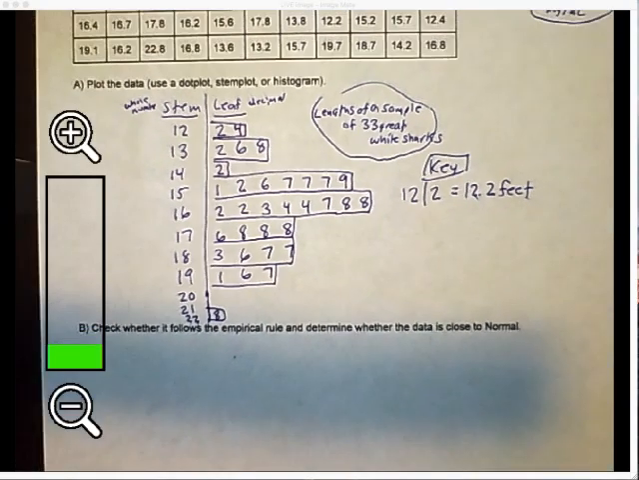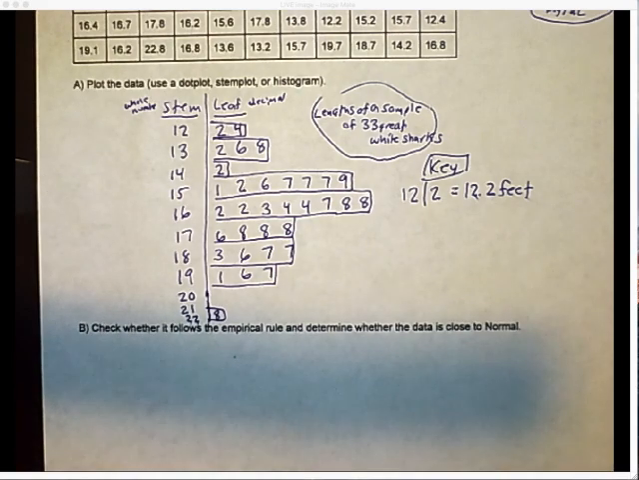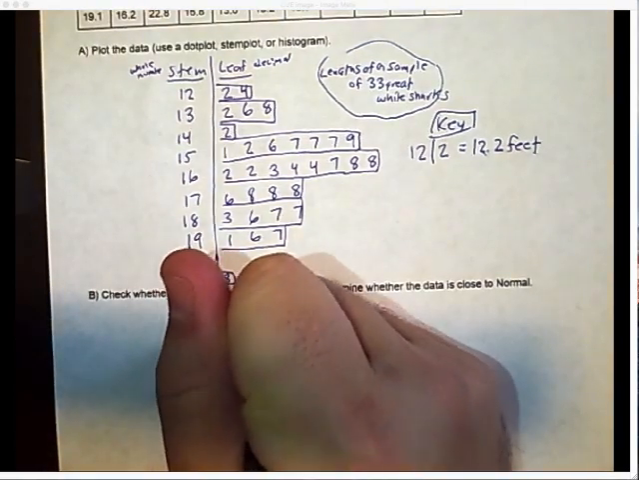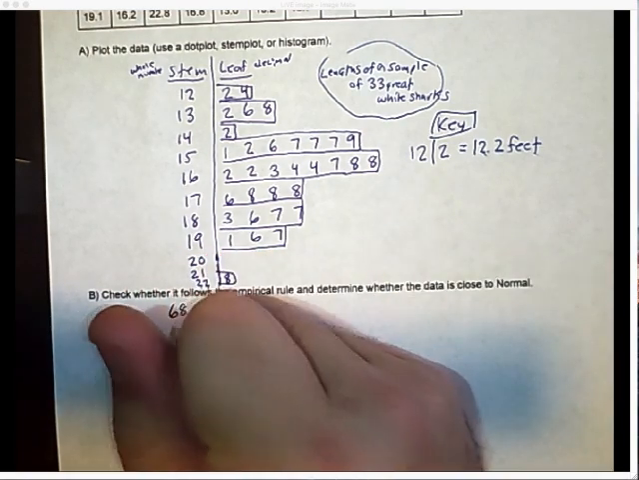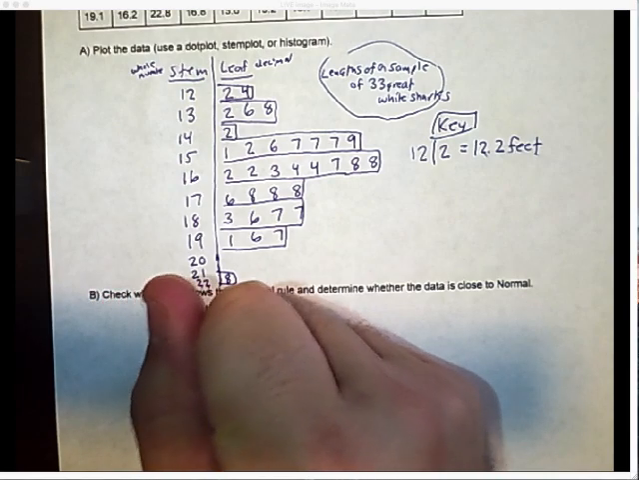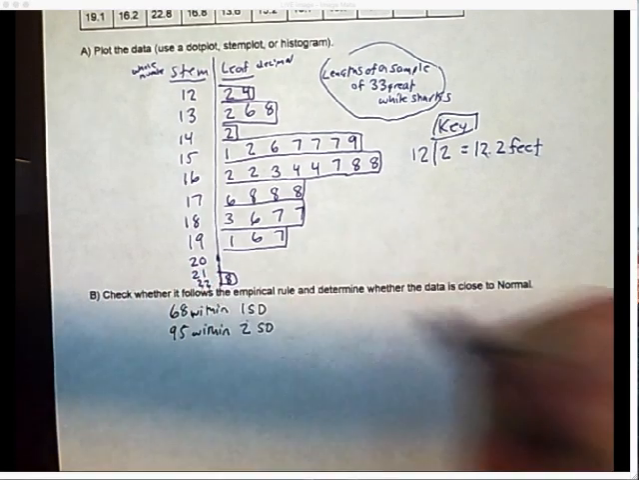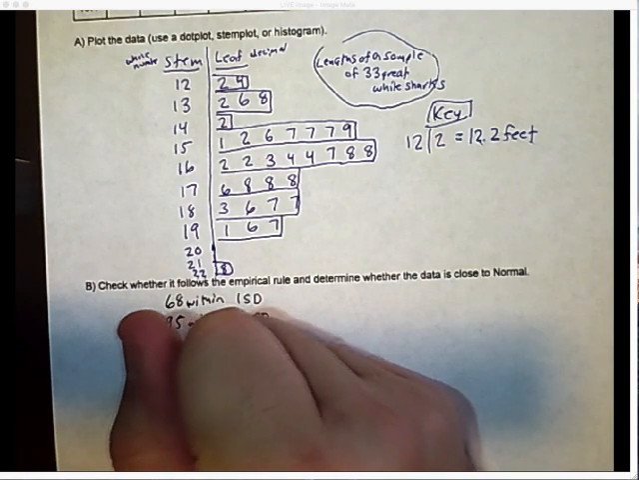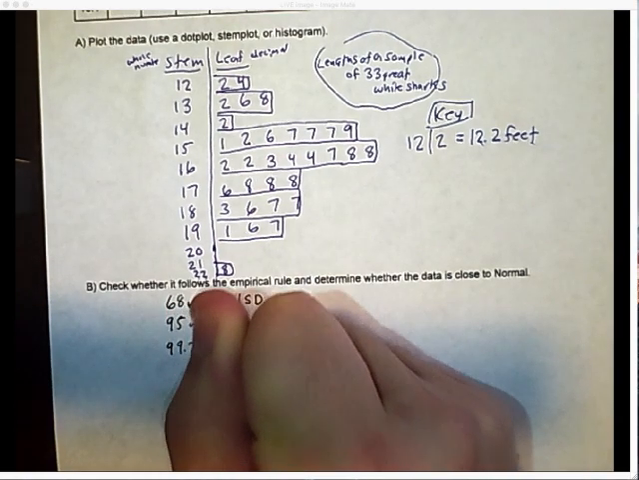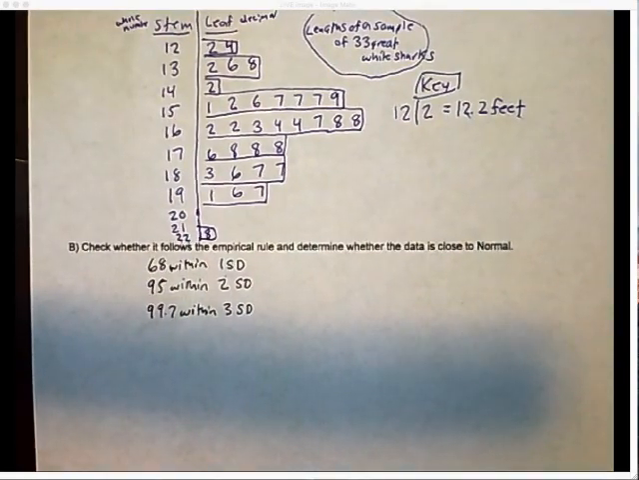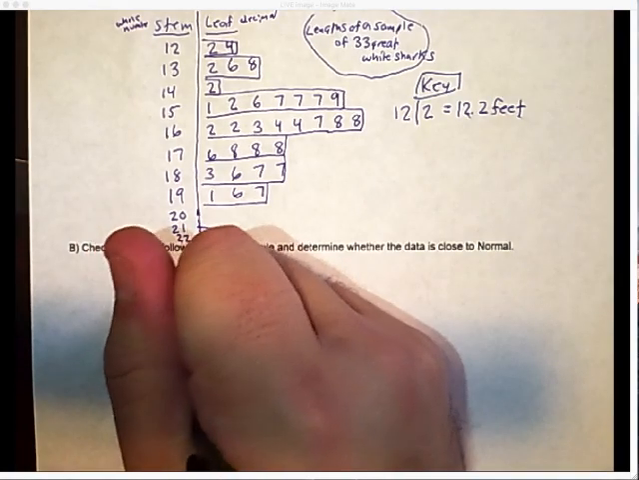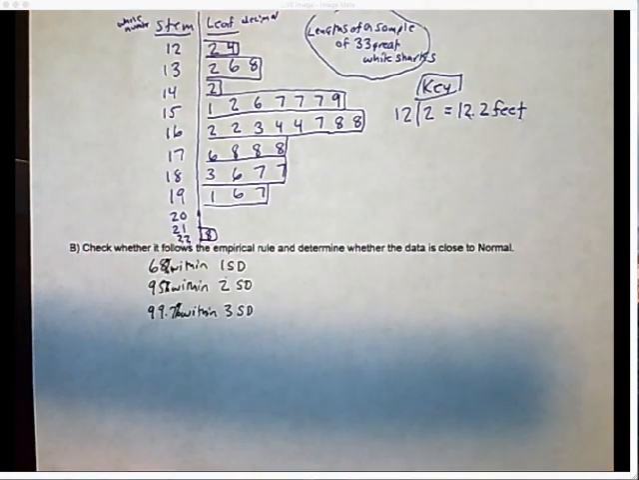It says, check whether it follows the empirical rule. Okay. Well, what's the empirical rule? That's the 68 within 1 standard deviation, 95 within 2 standard deviations, and 99.7 within 3 standard deviations. All right. These are percents. So how can we find the mean of this data?